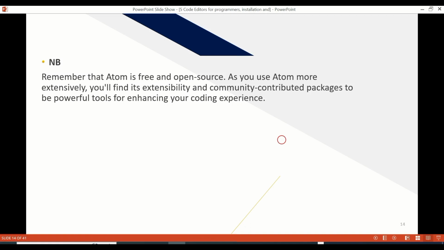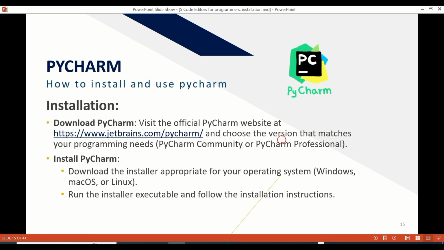Now we'll be going to the fourth code editor that programmers love using to code and enjoy, which is PyCharm. Now, how do we install and use PyCharm? For the installation, the same way, we download it first by visiting the official website, www.jetbrains.com/pycharm. Then you choose the version that matches your programming needs. PyCharm has the Community edition and the Professional edition. The Community edition is free. You can use it whenever you want.